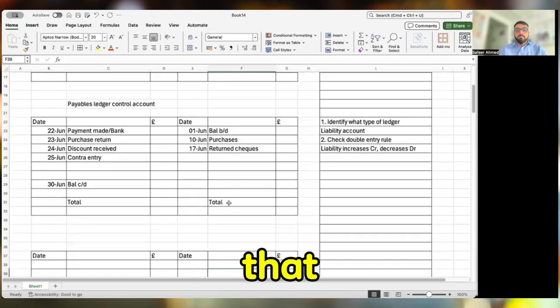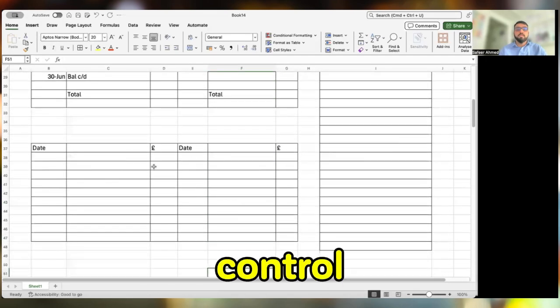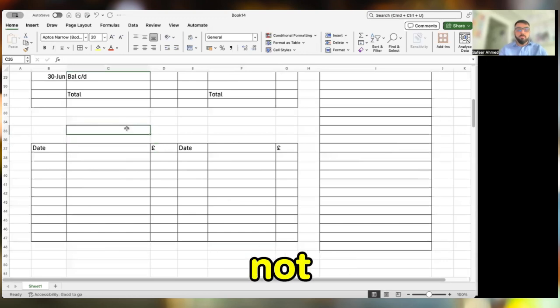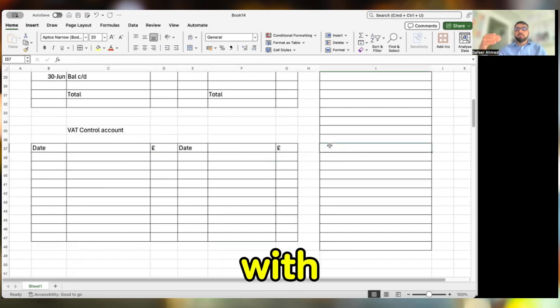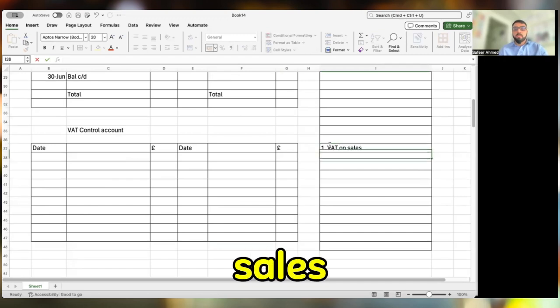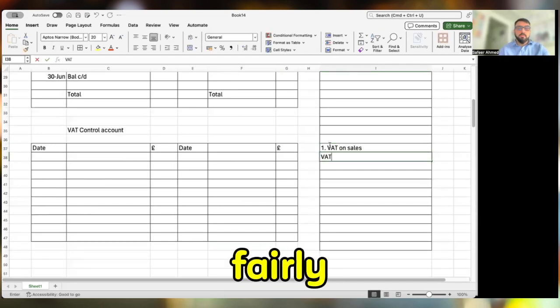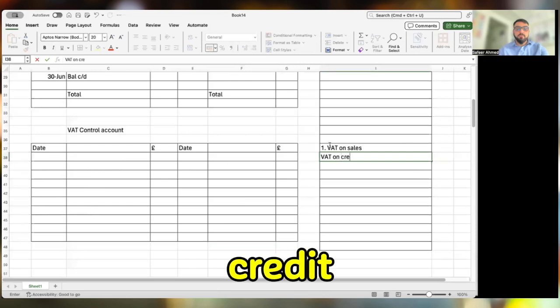Okay, so that's that. Now the VAT control account, this one is a little tricky because it's not a very simple rule. There are a few rules that you've got to remember. So with the VAT control account, you deal with several different transactions. First, for example, we're going to deal with VAT on sales. And to be more precise, we can fairly say VAT on credit sales. And remember, a business might be selling on credit as well as for cash.